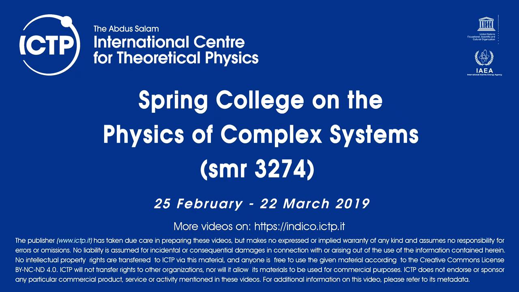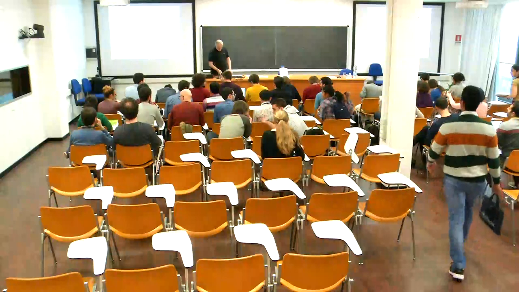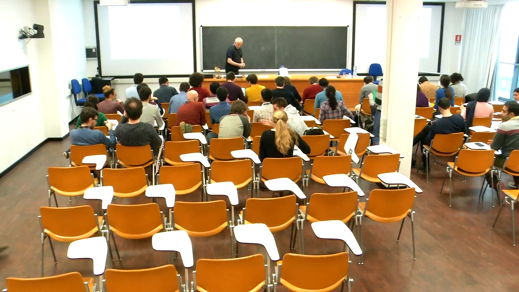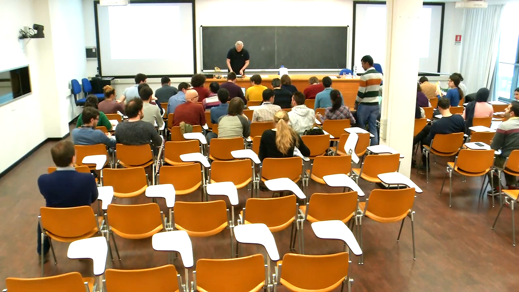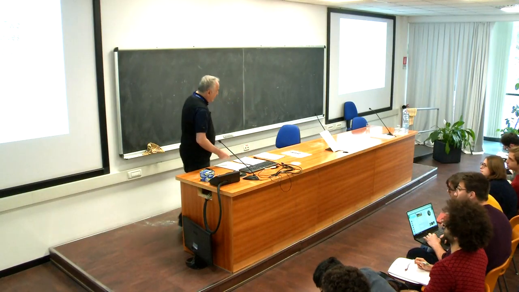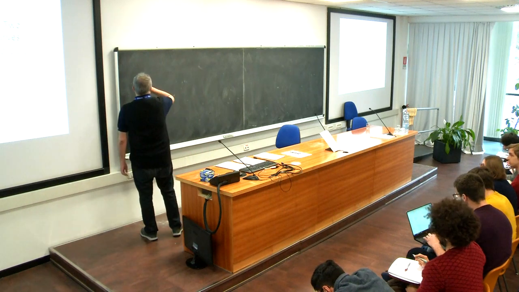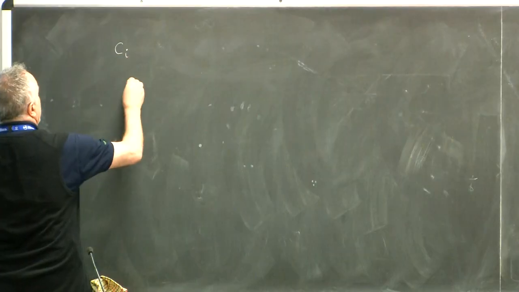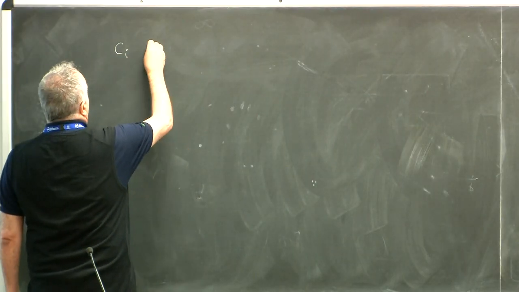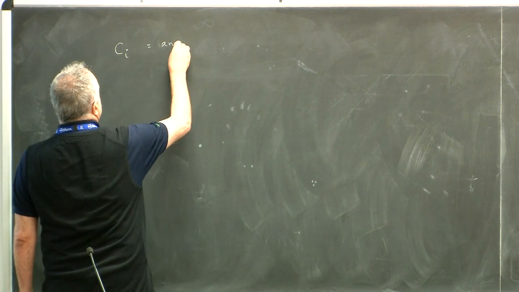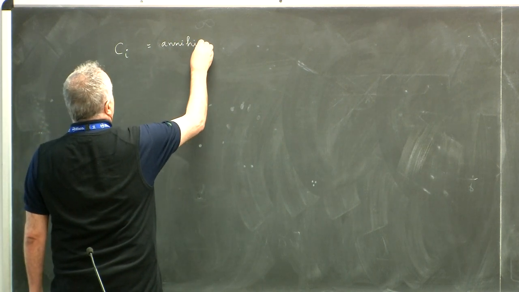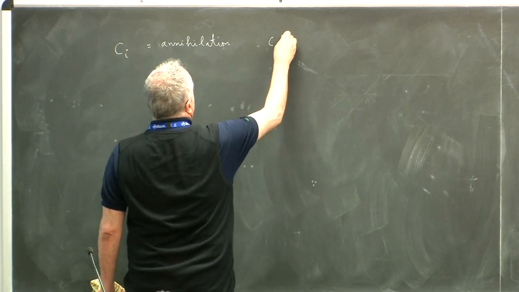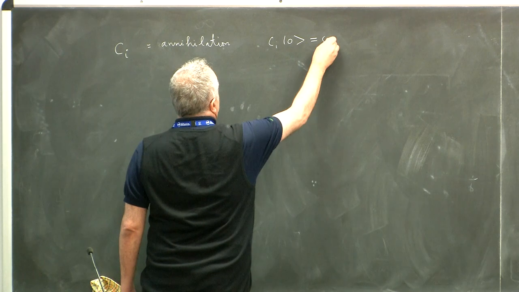Okay, I'm going to continue with our treatment of the Ising model. We had some problems with the identification. Let's go back to the problem of identification. So I have C_i, annihilation operators. So C_i acting on the vacuum gives zero.